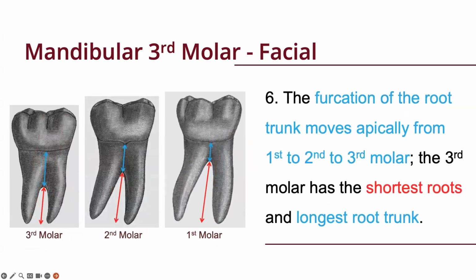The furcation of the root trunk moves apically from first to second to third molar, and the third molar has the shortest roots and the longest root trunk.